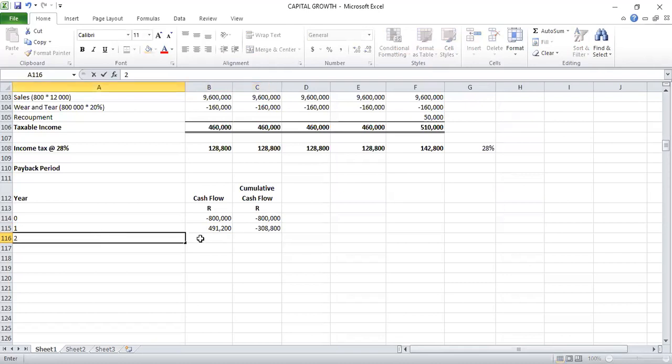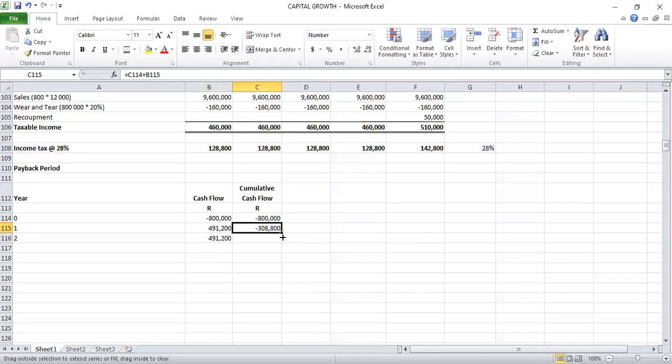You go to year 2, our cash flow is 491,200. Then you get your cumulative cash flow. Now it's positive 182,400. Is that correct? C115 plus B116. I think that's okay. Now, the moment it becomes positive, you don't have to continue. That's the end of the calculation.